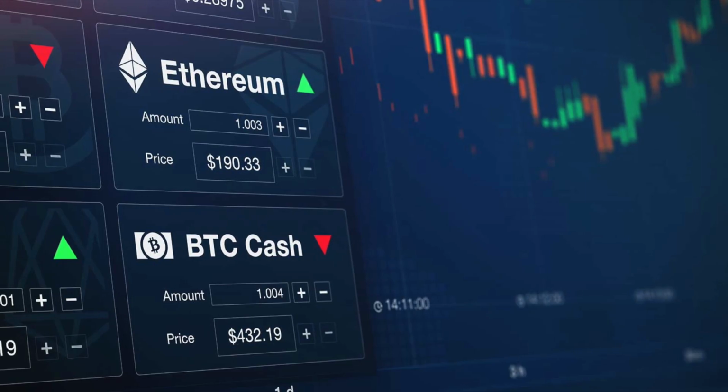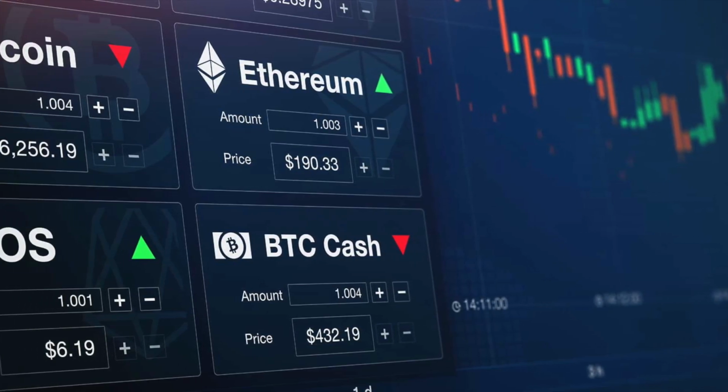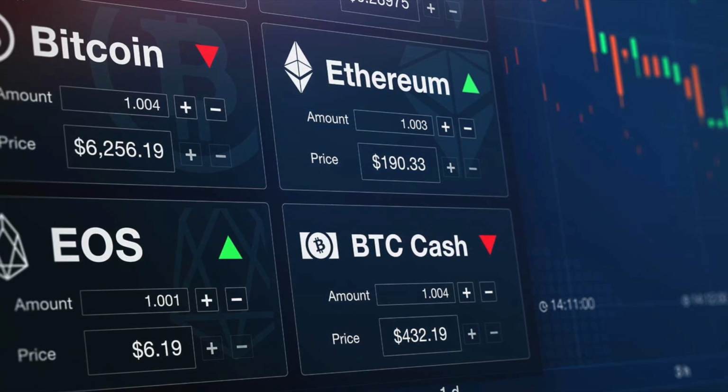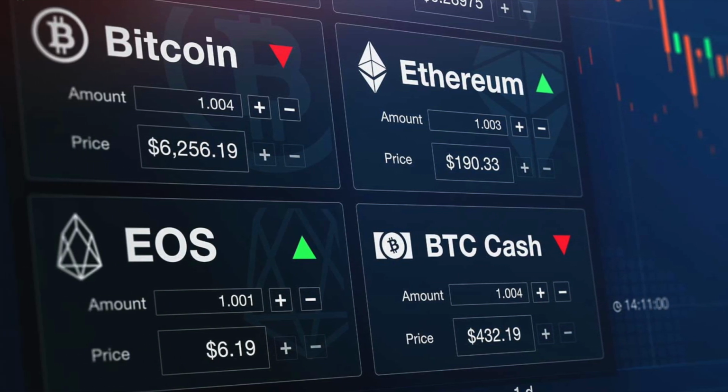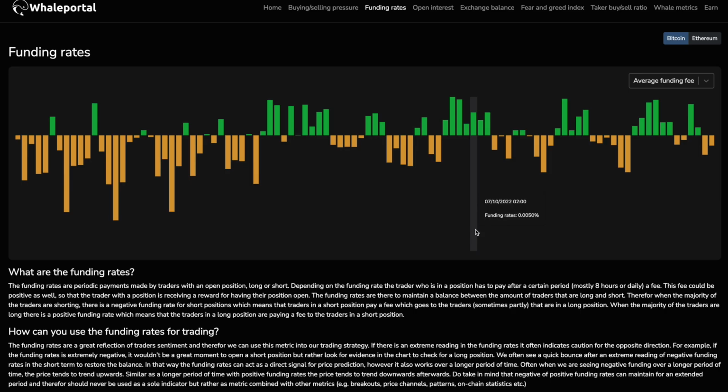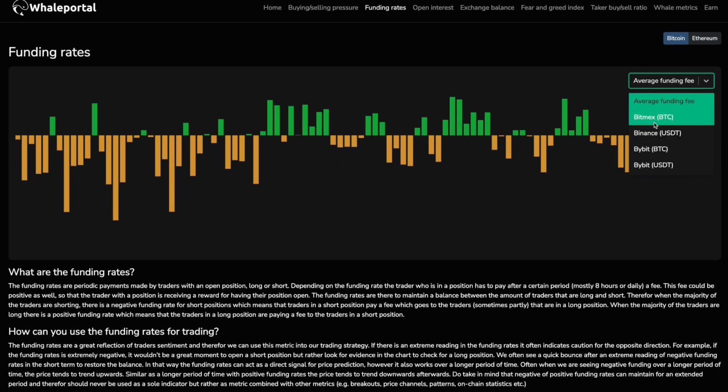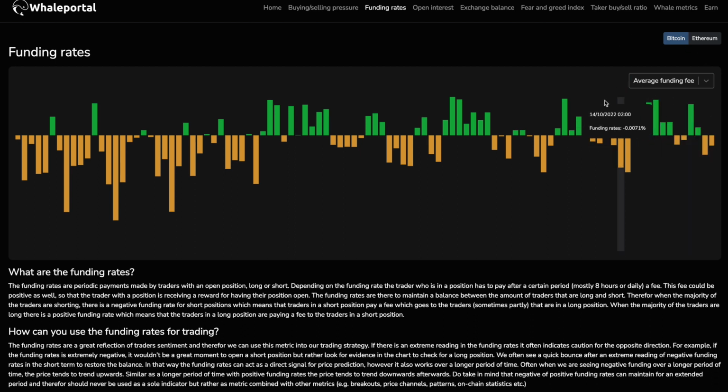The reason why exchanges apply a funding fee is to create a better balance in the markets between the amount of long and short positions. Every bar that you can see right here is basically 8 hours. And in the upper right corner you have different types of funding fees, and normally the default is the average funding fee.